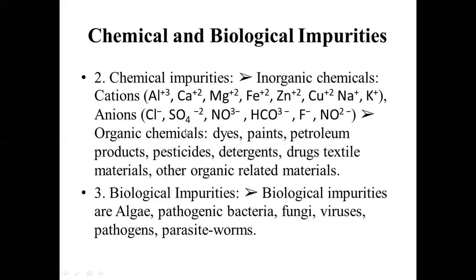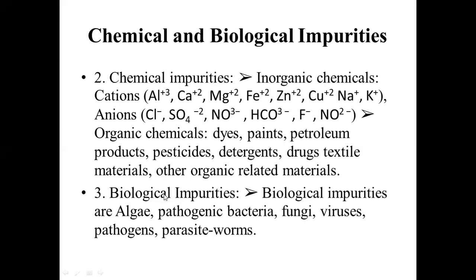What are the organic chemicals that are part of chemical impurities? Dyes, paints, petroleum products, pesticides, detergents, drugs, textile materials, and other organic related materials. Very important: all these are organic impurities, which are part of chemical impurities.